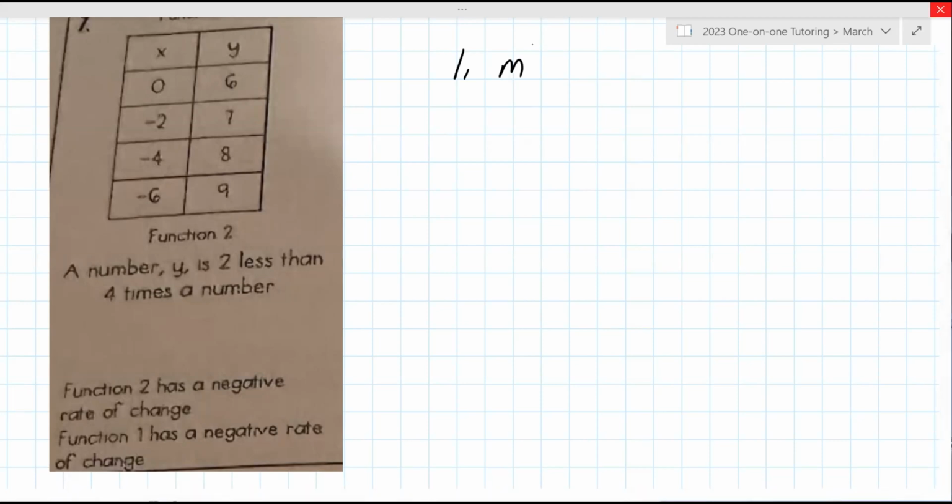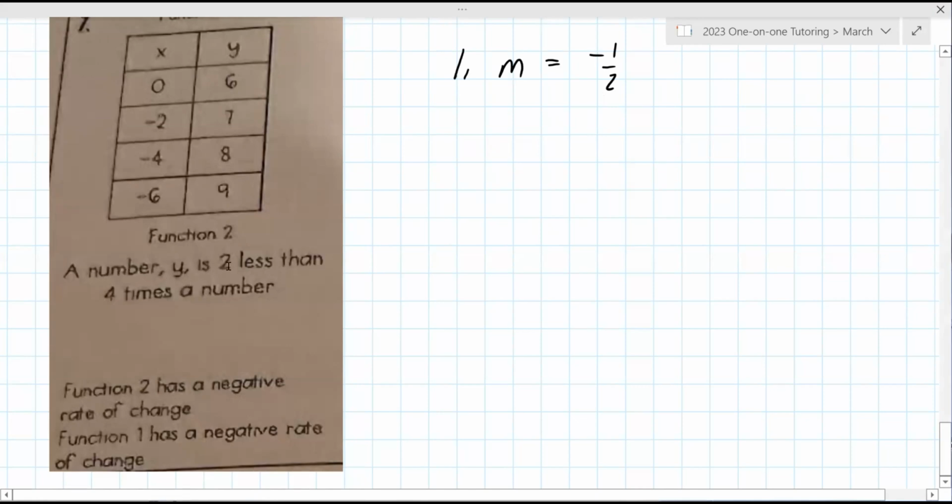Okay. So go ahead and give me that slope when you've got it. 7 minus 1. So negative 1/2. Yeah. All right. So now for function 2, because this is what it's asking about down here. It's like negative rate of change. Does function 1 have a negative rate of change? Yes, it does.